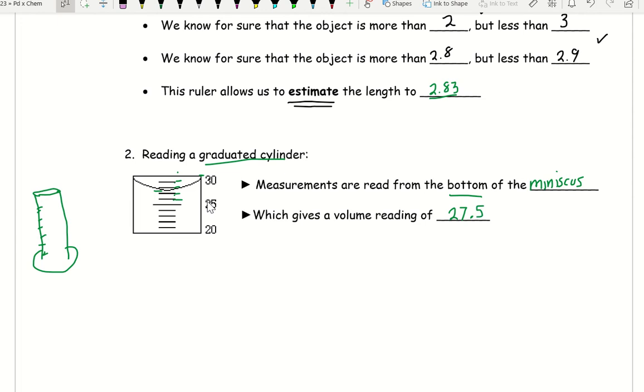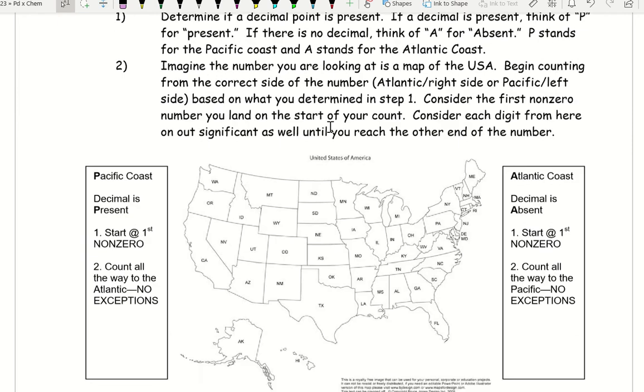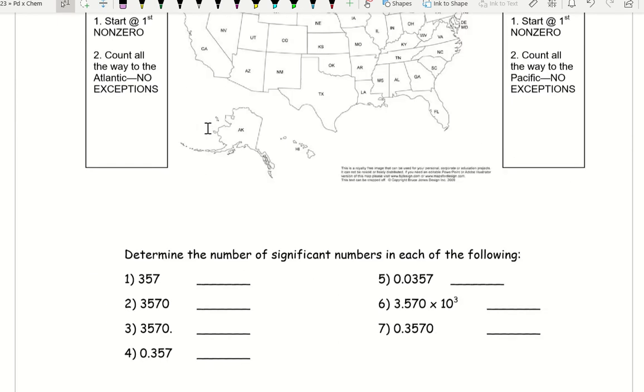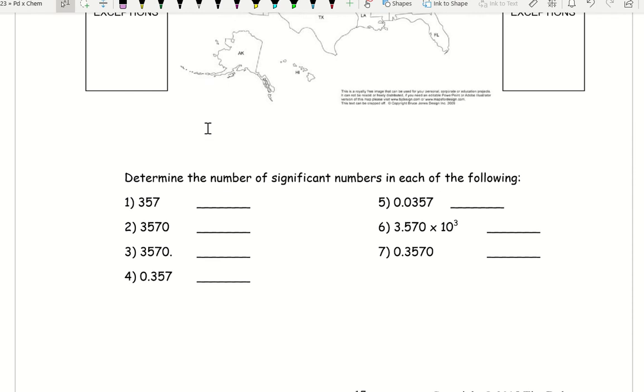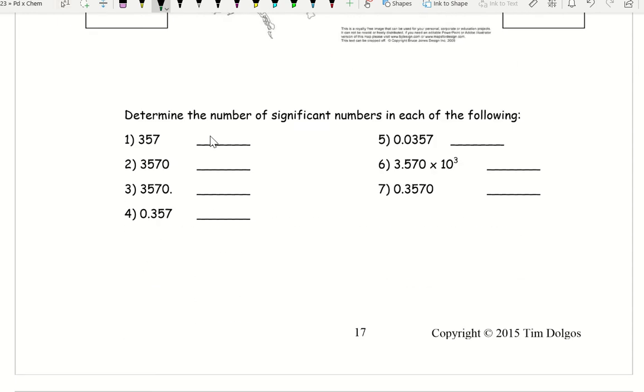All right, 24, 26, 27, 28, 29, 30. So I know it's 27, and it's about halfway between 27 and 28. All right. There's this method. You're welcome to use it. I'm not going to talk about it in class, unless it's to help people who are trying to use it. I'm going to go through here and identify significant figures. And by doing that, I think you'll be able to figure it out. I think this method is harder to learn than the actual sig figs. Let me just show you what I mean by that.